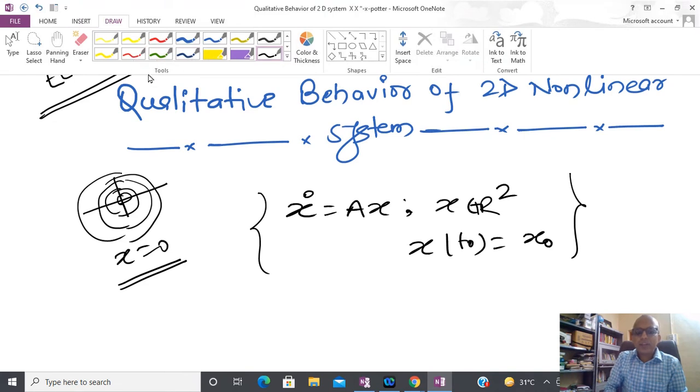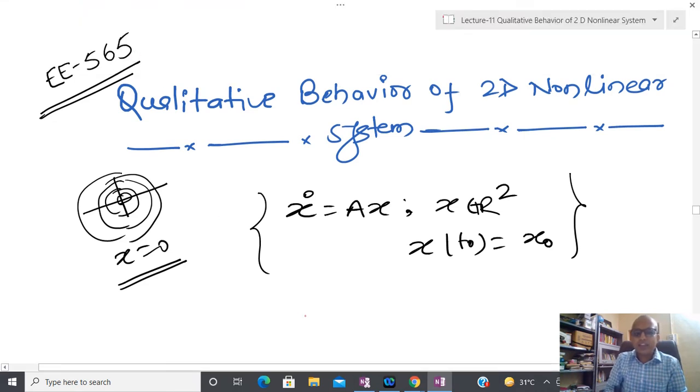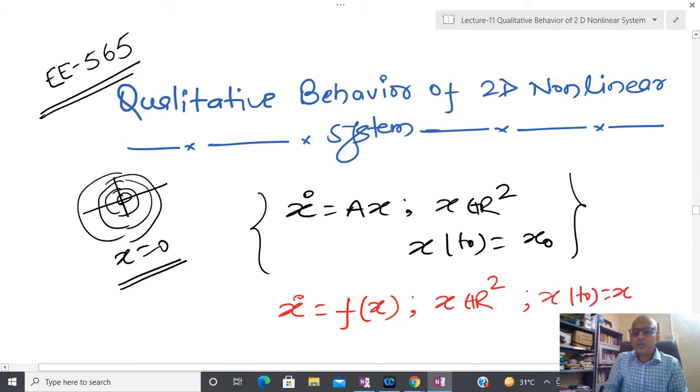Now I am going to take a slightly generalized system, x dot equal to f(x), and I have already told you that whatever analysis I am doing is valid just for autonomous systems like this, with x(t0) equal to x0. Since this is no longer a linear system, due to the lack of the additivity and homogeneity properties, I cannot say that whatever behavior there is around some point, the same behavior holds throughout the state space.